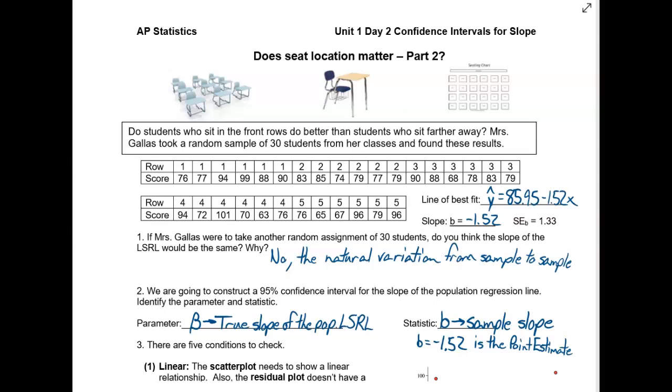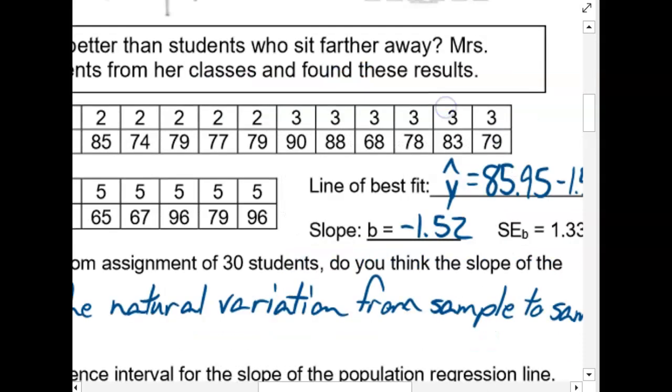All right, guys, today's lesson is a continuation of what we started yesterday and the day before with our experiment looking at whether or not the row you sit in impacts or causes you to have a higher or lower score. So I've put some of the initial information here, and we have our line of best fit that we found the other day.